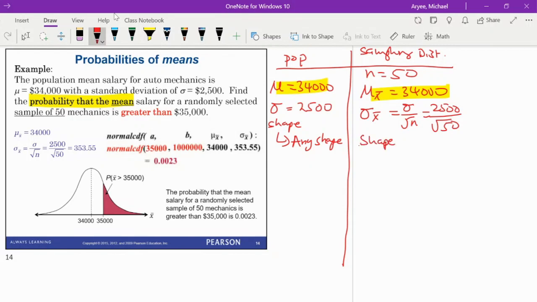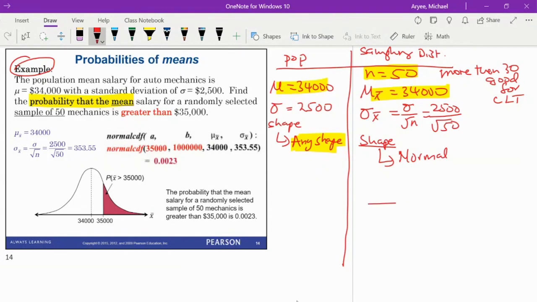according to the central limit theorem, if you have any shape, then the condition to be normal is that your n should be greater than or equal to 30. So this n is more than 30, so that is good for central limit theorem. So the shape is going to be normal. Even though nothing is said in this example about the shape, we know it's going to be normal because of the central limit theorem, because our n is greater than 30.